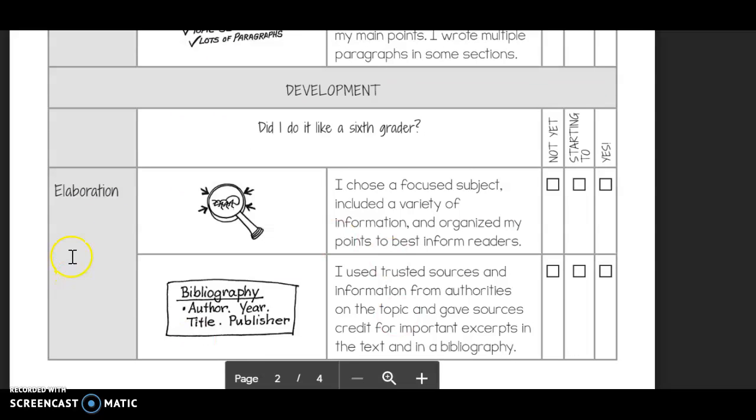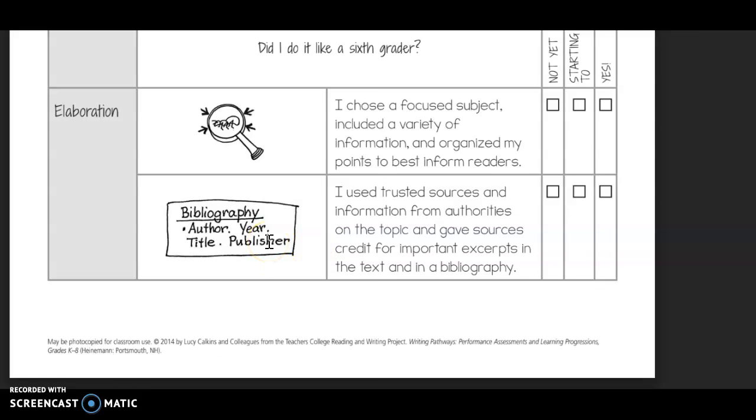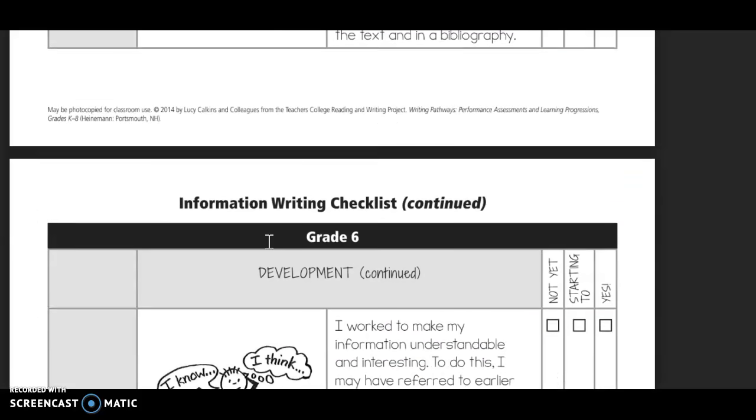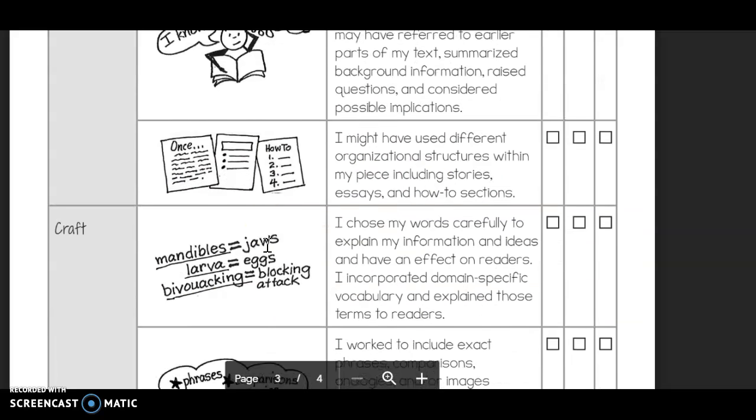There's also some stuff under development, so we're going to be looking at elaboration. Again, how do I explain the information that I've been given? Am I thorough in showing my findings? Bibliography, we're going to show you how to do that, so don't worry too much about that, but did I show where I got my information? Did I make information understandable and interesting? Have I used different structures to organize my project instead of just one?